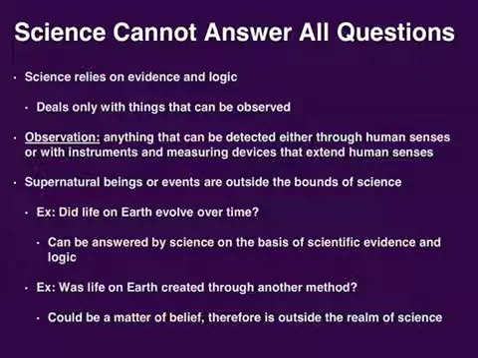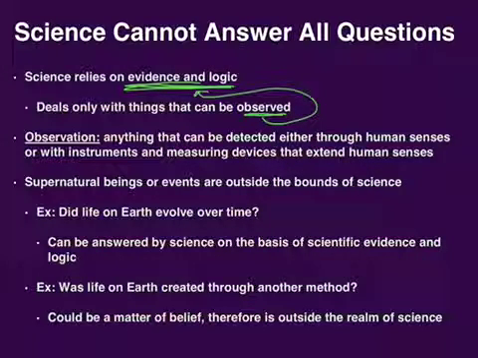And lastly, the fourth assumption that scientists make is that science cannot answer all questions. And so what's important to remember is that science relies on evidence and logic. And it only deals with things that can be observed, because the only way to get evidence is through observations. So an observation is anything that can be detected either through human senses or with instruments and measuring devices that extend the human senses. So like a microscope extends the human sense of vision.